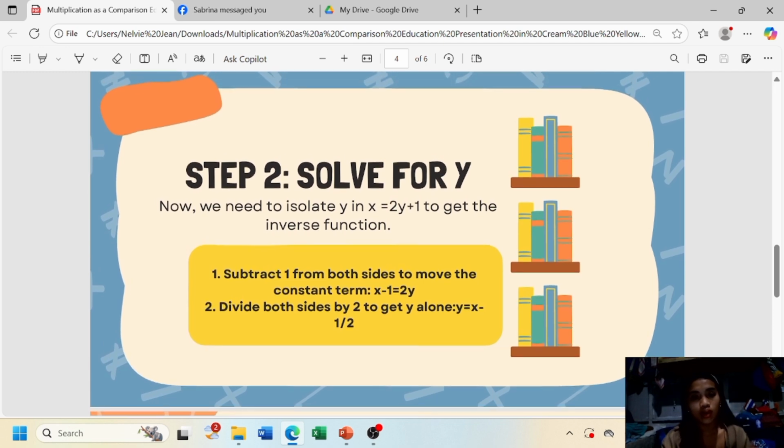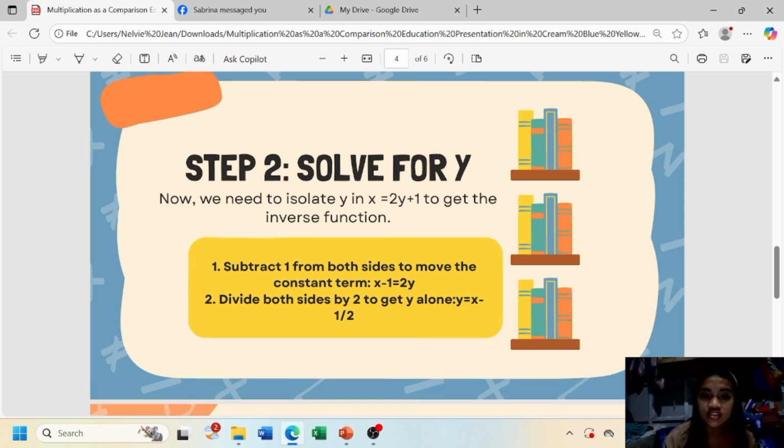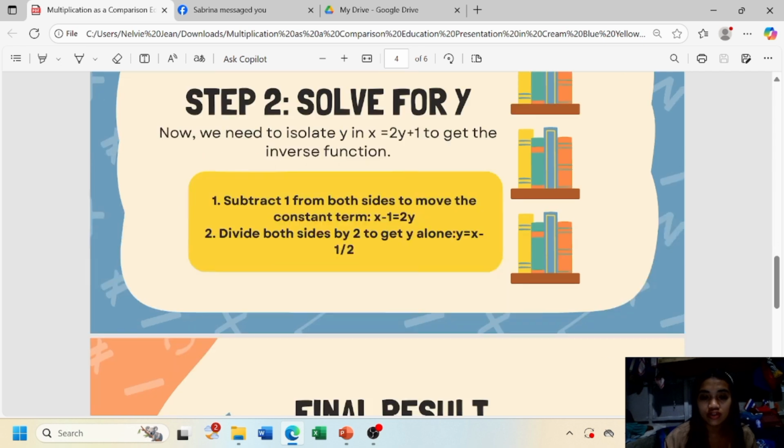Step 2, solve for y. Now we need to isolate y in x is equal to 2y plus 1 to get the inverse function. So number 1, let's subtract 1 from both sides to move the constant term: x minus 1 is equal to 2y. So number 2, let's divide both sides by 2 to get y alone. y is equal to x minus 1 over 2.